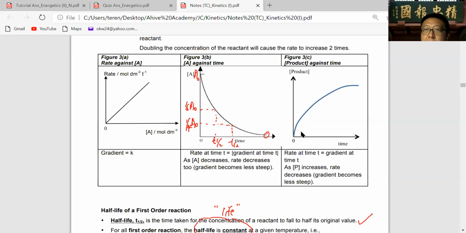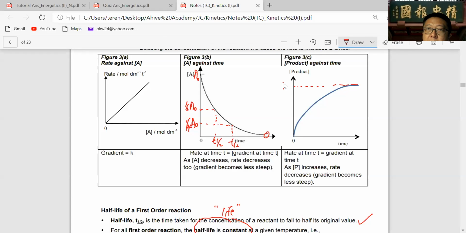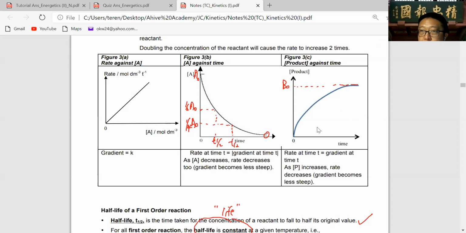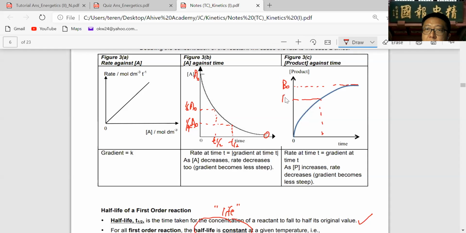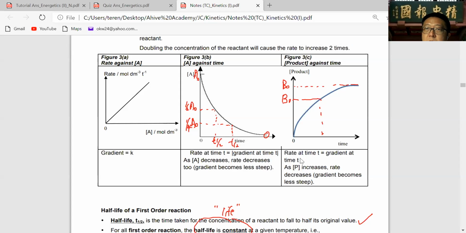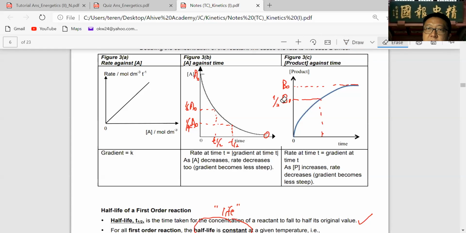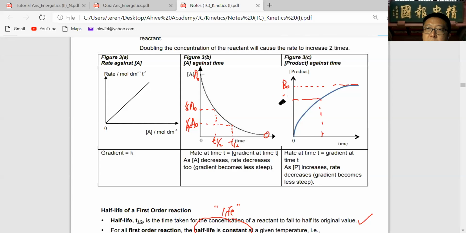Okay, now we look at the product curve. Let's say at the end, the endpoint here is B0. I show you the product because I don't know whether you're aware. Half-life is here. This is B0, so B0 half. Okay, wait, let me erase first. I need more space.